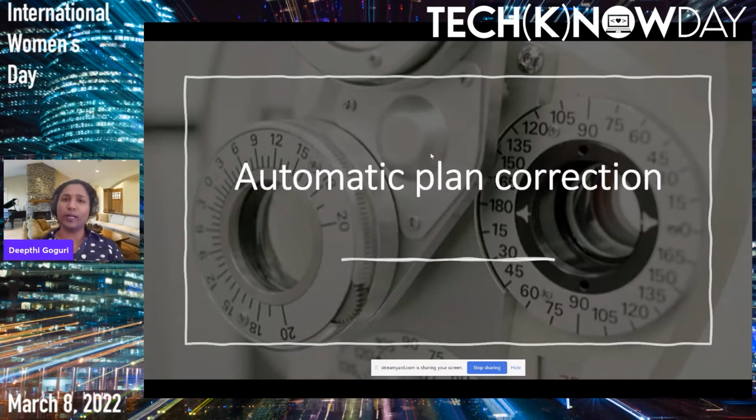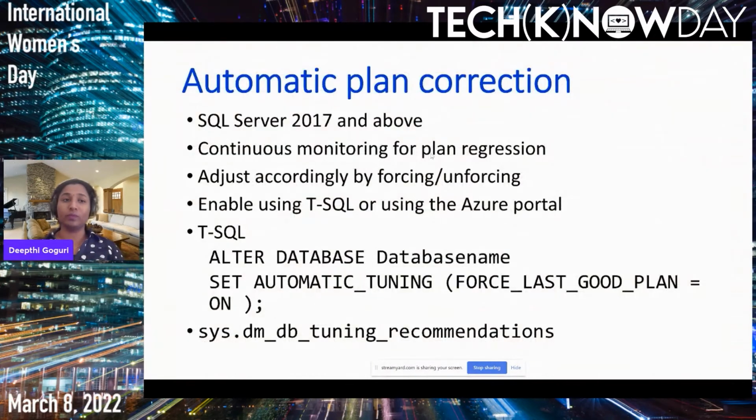What is this automatic plan correction feature? It is used by the query store. This particular feature is enabled for the Enterprise Edition only, and you do not have to manually force the plan. It will automatically monitor and force the better plan for you. It is only available in Enterprise Edition, from 2017 onward.